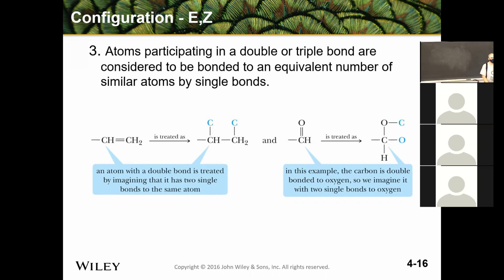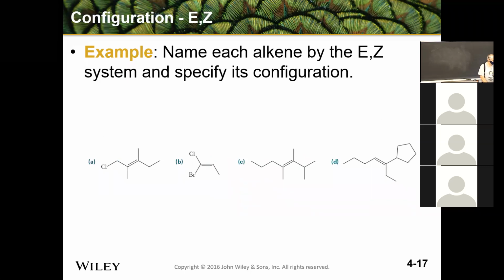Another common one that we encounter is a CN triple bond. We would count that as though it were 3 nitrogens bonded to our carbon.